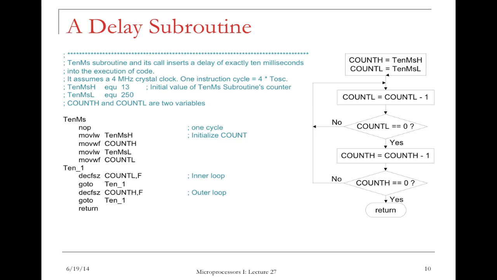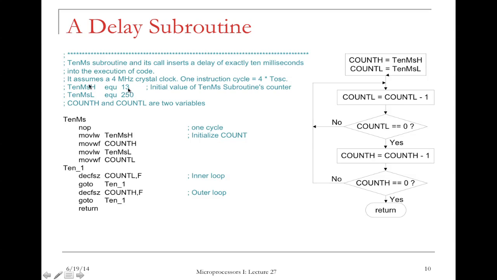Now, you may wonder, how come we get 10 milliseconds using only these instructions? It turns out that if you count the number of times these instructions are executed, they take exactly 100,000 instructions. And each instruction takes about 1 microsecond, so we're talking about 10 milliseconds overall. The number of times these instructions, particularly the GOTO and these DECFSZ, will be executed is determined by the initial values of H and L, 10 MSH and 10 MSL.